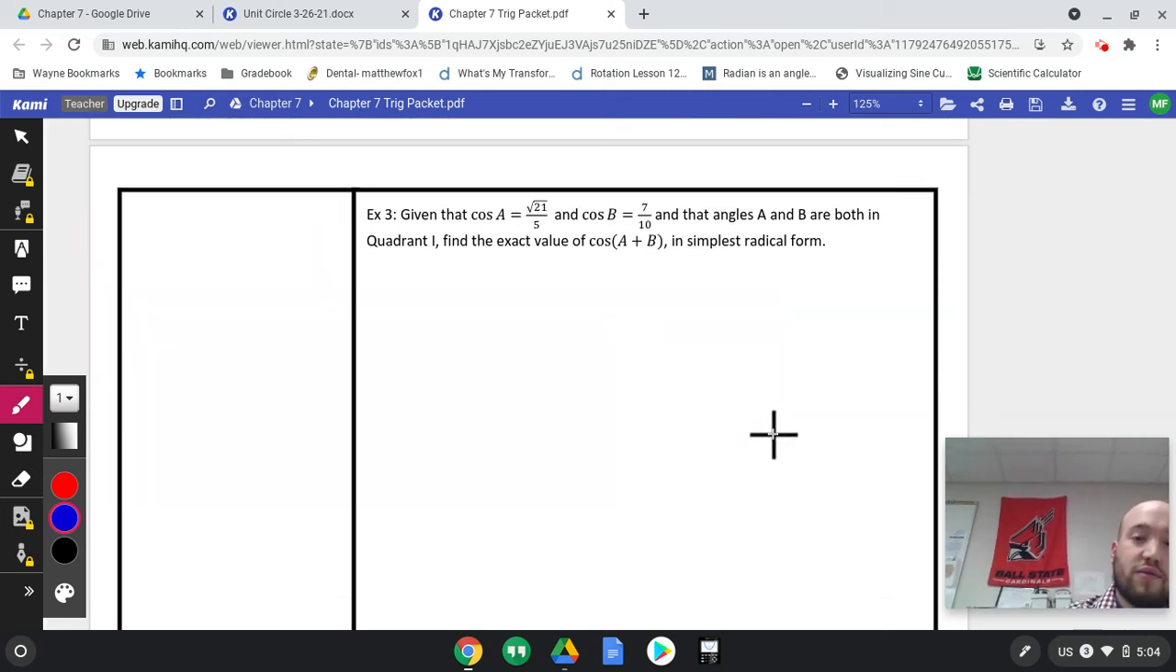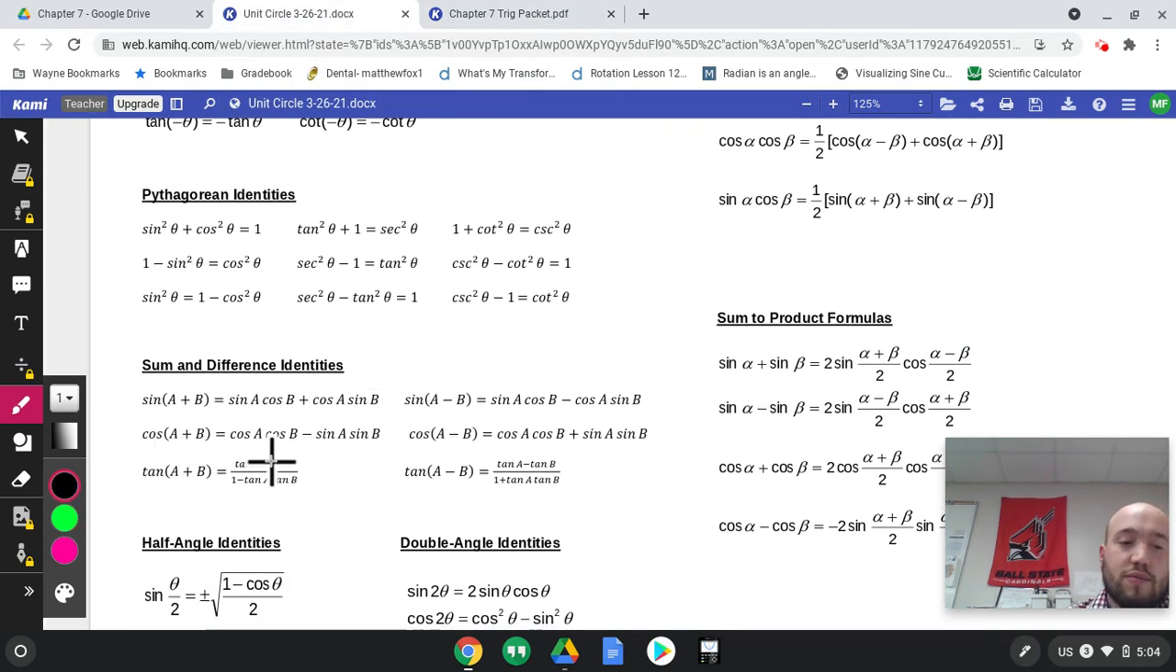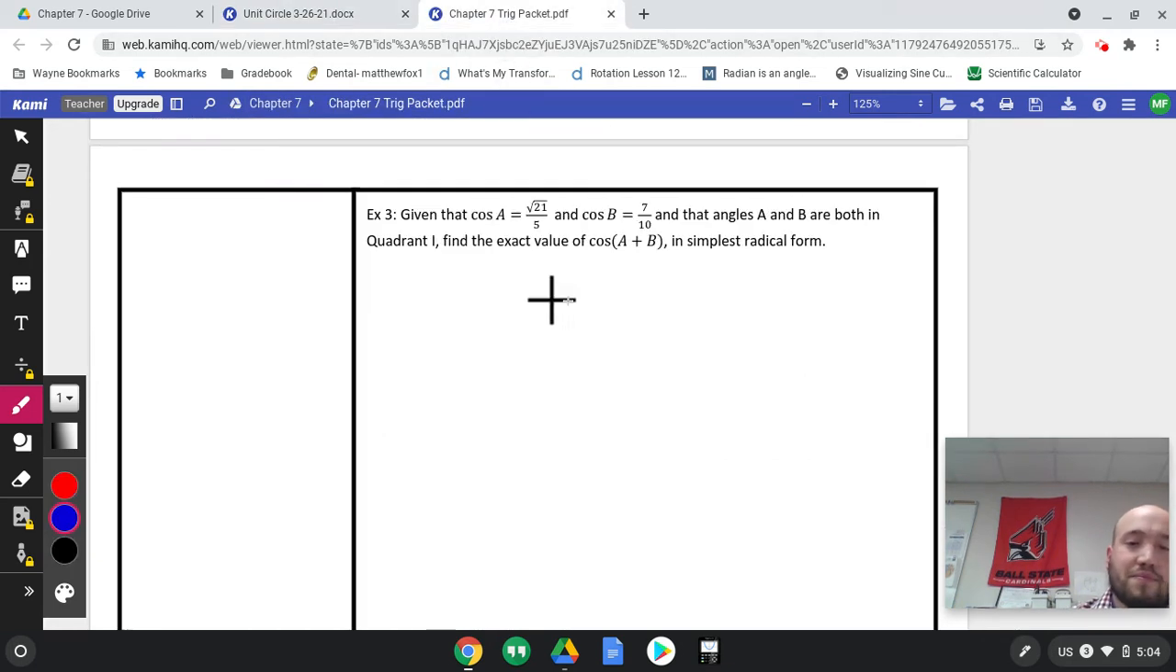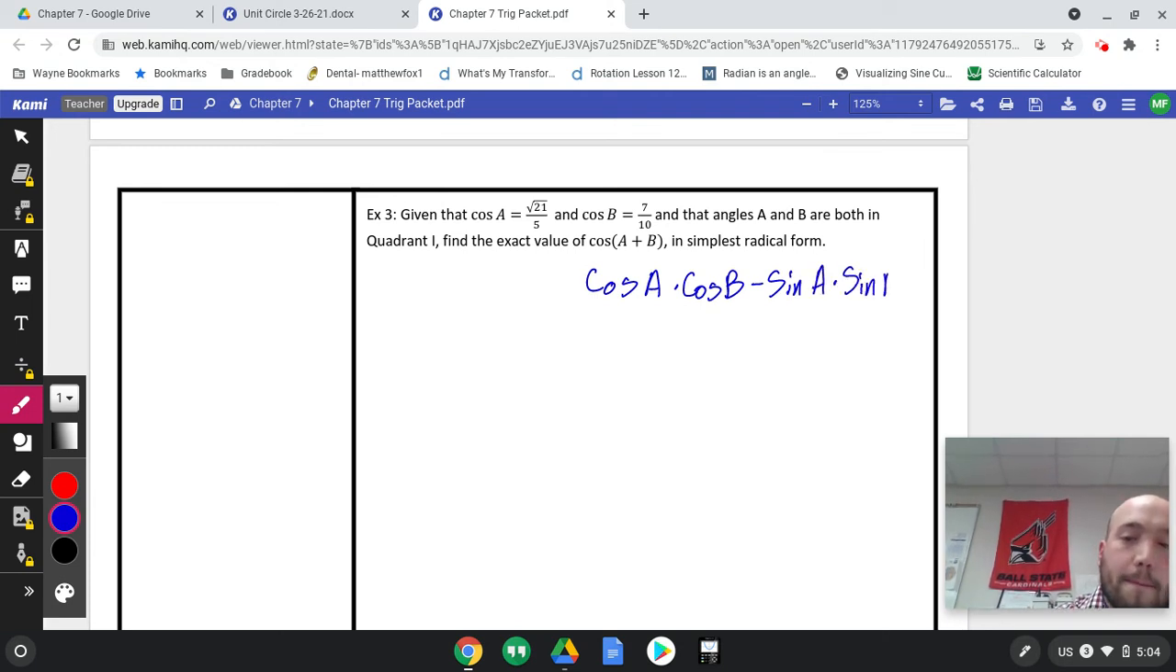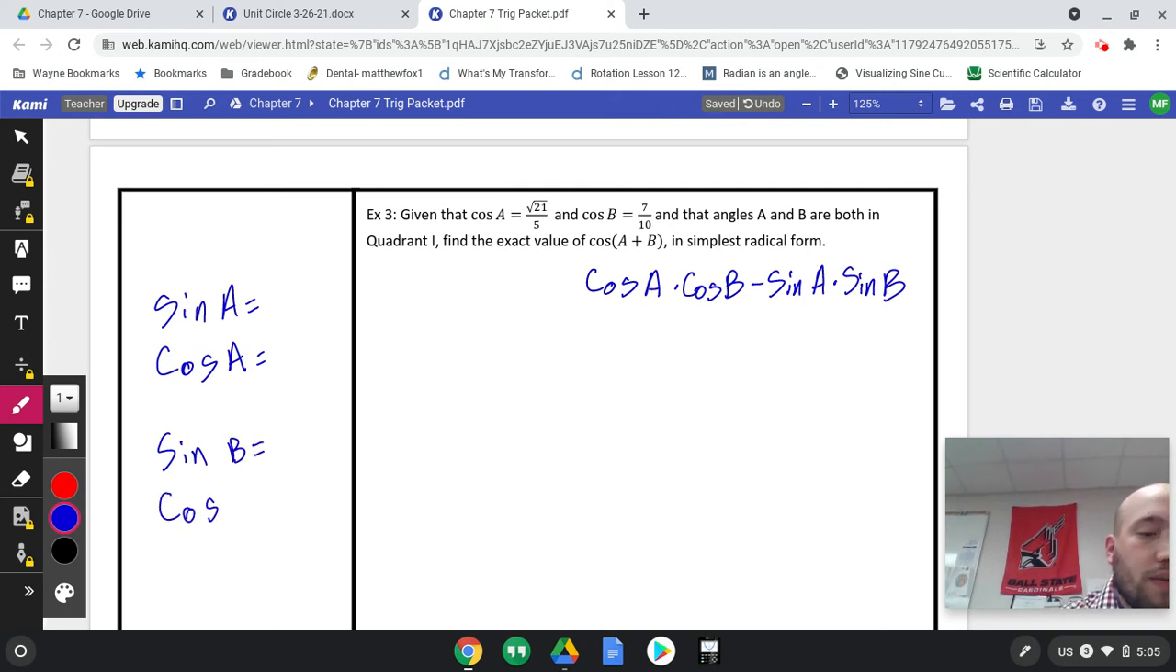Same thing. This time we're finding cosine of A plus B. So we look over here to our chart, cosine of A plus B right here. So cosine of A times cosine of B minus sine of A times sine of B. Now, we need to find four things. We need our sine of A still, our cosine of A, our sine of B, and our cosine of B.